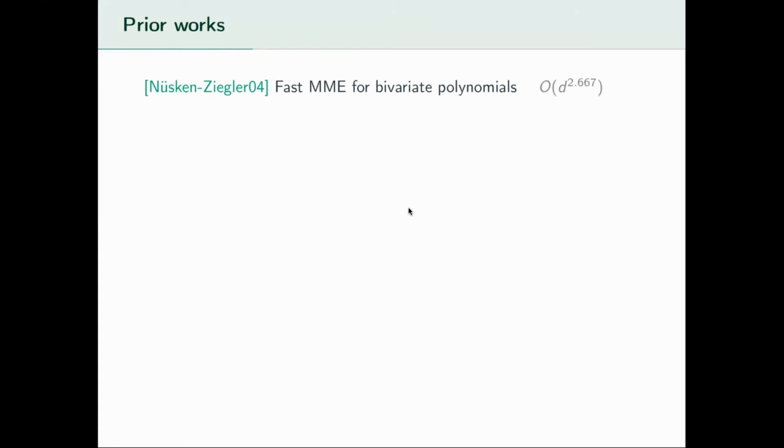So it's not nearly linear, but it's a great start because it does much better than the trivial complexity. Their algorithm generalizes to the multivariate setting, but again, in the multivariate setting also, it's not nearly linear in the input size. But it's a great start.